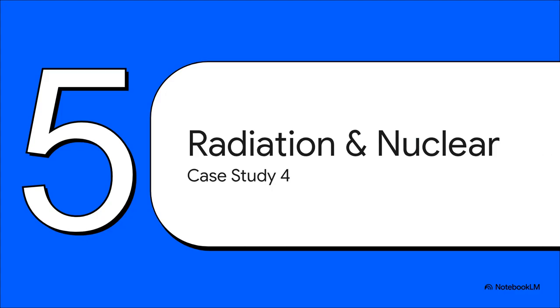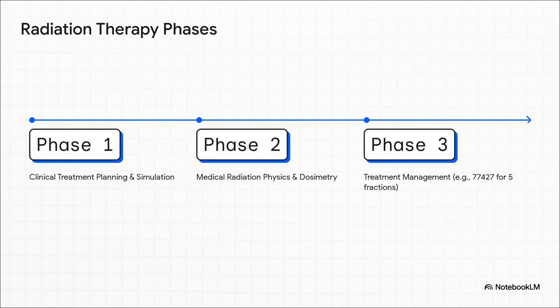Section 5, Case Study 4, Radiation Oncology and Nuclear Medicine. This part tests your grasp on phase logic. Radiation oncology works in strict sequential phases. You can't just slap one code on the whole shebang. First, you've got clinical treatment planning and simulation, then medical radiation physics and dosimetry, and finally, treatment management. And keep in mind, treatment delivery codes are fraction-based. For example, code 77427 is billed in increments of 5 fractions.